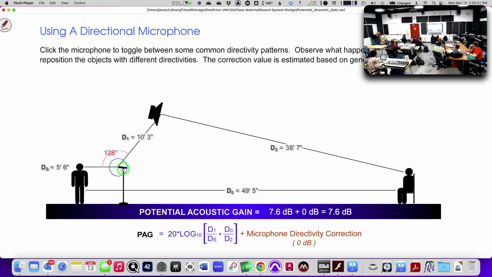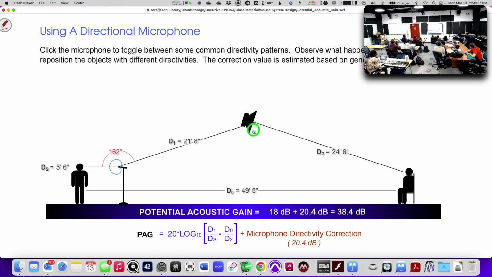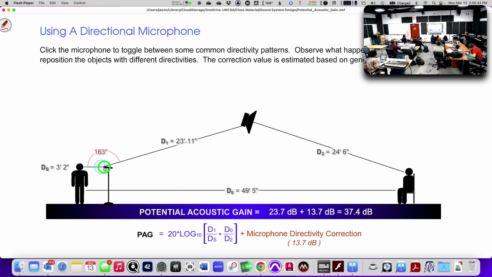Now, if I do a cardioid, the cardioid is least sensitive right in the back. So I would want to do this. All right? I'd want to try to get the loudspeaker positioned as close as possible to that cancellation point right in the back of the microphone.